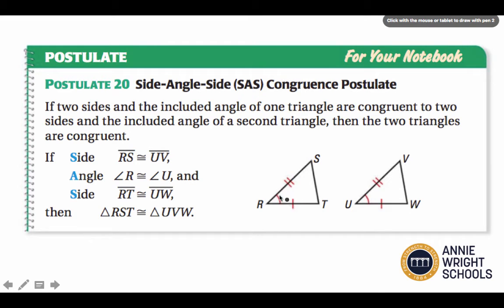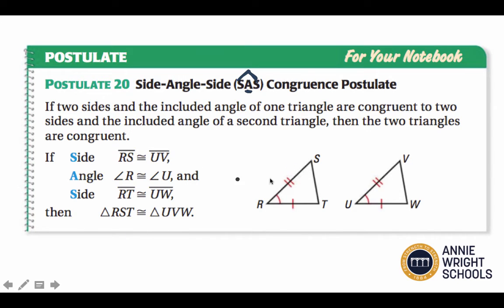It's called side angle side because if you look at the picture of the triangle, you know the side and another side and the angle between them. So the angle is between the two sides that you know are congruent.